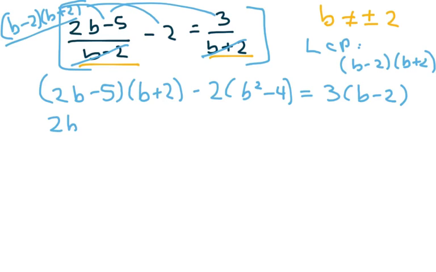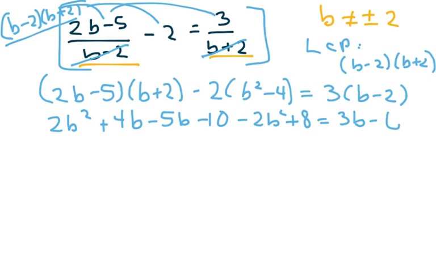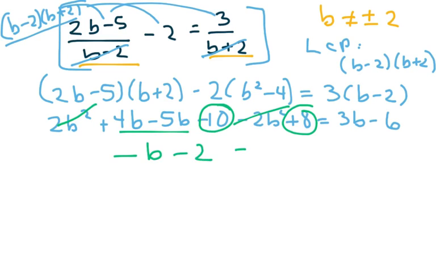Now I'm going to put this together. I get 2B squared plus 4B minus 5B minus 10 minus 2B squared plus 8 equals 3B minus 6. Okay, good. The squares cancel out. That makes it easier for us. I'm going to collect my like terms. This is negative B, and these two are going to be minus 2 equals 3B minus 6. Sorry, my B's and 6's look the same.